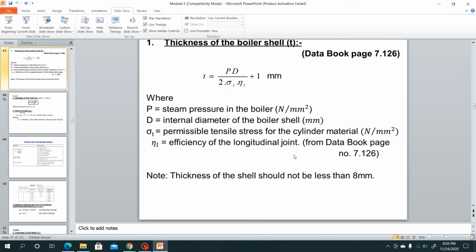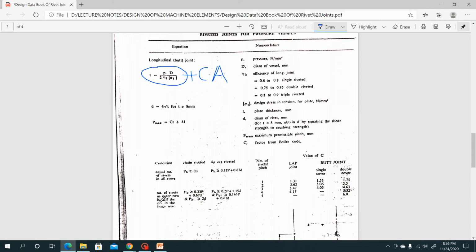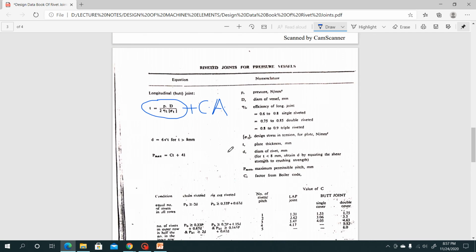Again you can find out this efficiency from design data book page number 7.126. Let us check out page number 7.126. Yes, you can see this expression. Eta L is how much? Efficiency of longitudinal butt joint. For single riveted joint, efficiency lies from 0.6 to 0.8. For double riveted joint, it is from 0.75 to 0.85. For triple riveted joint, it is from 0.8 to 0.9.